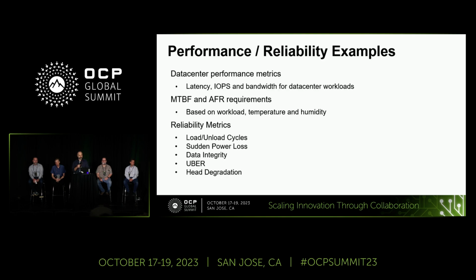A couple of the examples on performance and reliability, really what we need for data center performance. So we cover things like latency, IOPS, and bandwidth for data center workloads. We cover, of course, MTBF and AFR requirements that we need, and those are based on workload, temperature, and humidity. And then some of the reliability metrics that we target: load and unload cycles for hard drives specifically, how you handle sudden power loss, data integrity requirements, UBER, and head degradation.